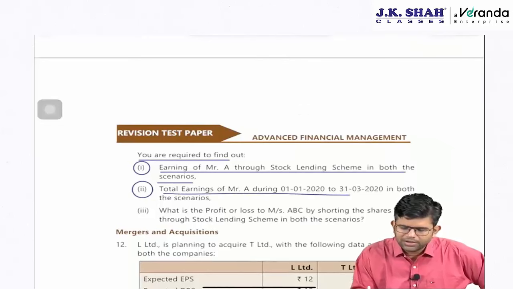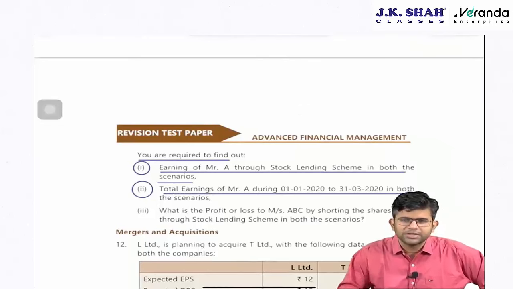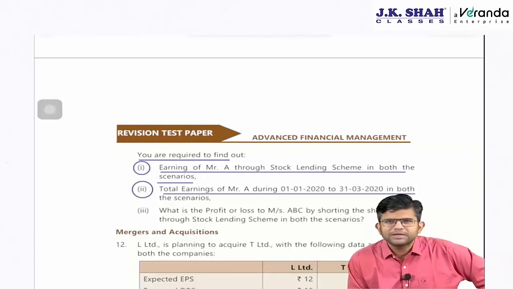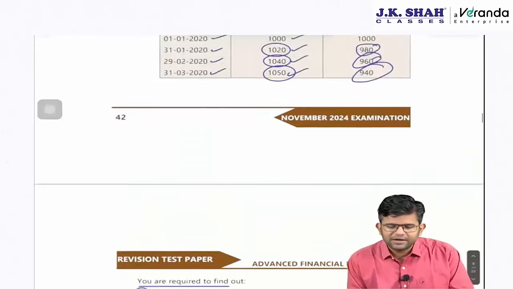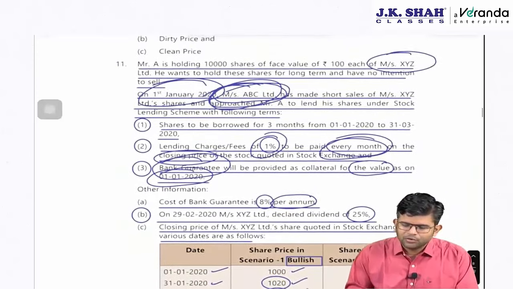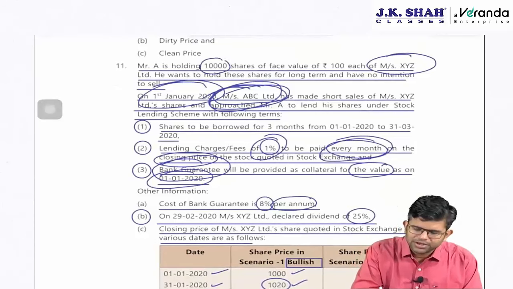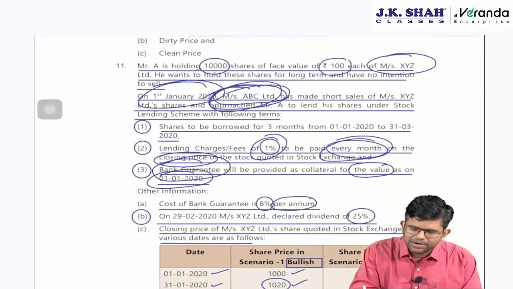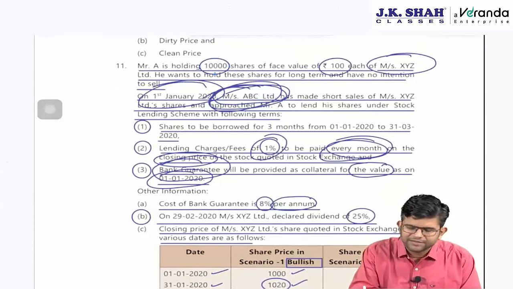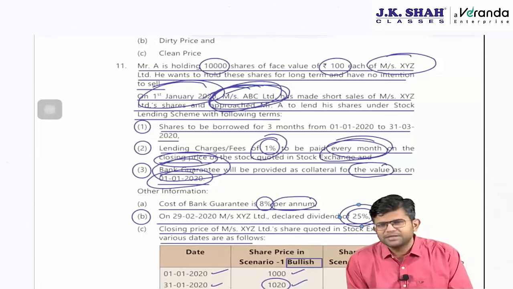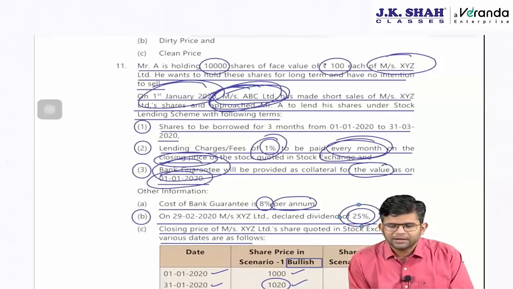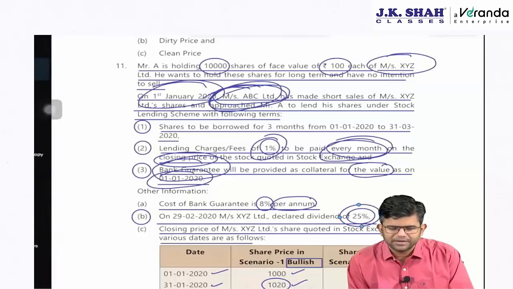What are the total earnings of A in this period under both scenarios? Students, can I say total earnings means one is lending charges. Second, can I say dividend also Mr. A will receive now from ABC. How much dividend will Mr. A receive? Do you understand, 10,000 shares into 100, which is the face value of the shares, can I say that multiplied by 25%? That much dividend Mr. A will receive, correct? Under both scenarios, the same dividend he will receive.